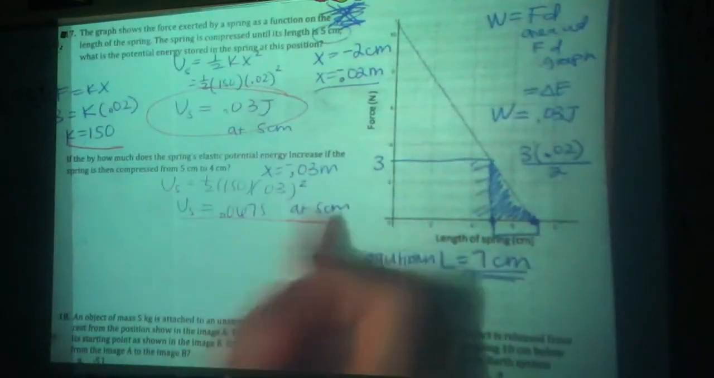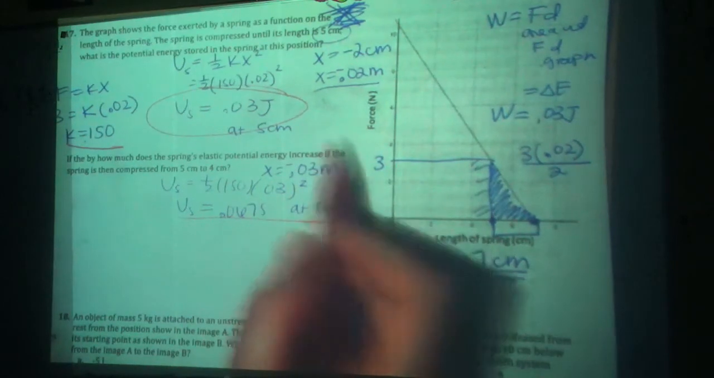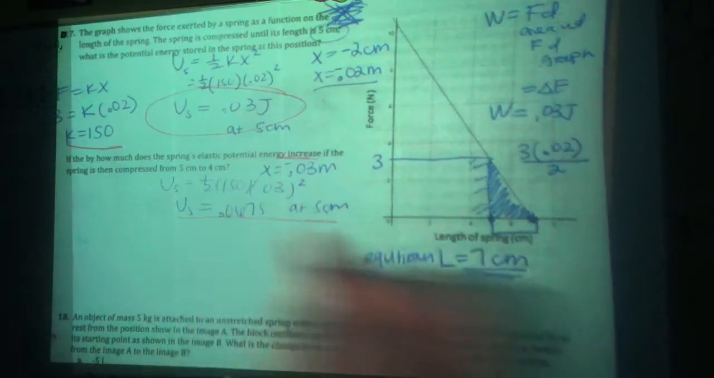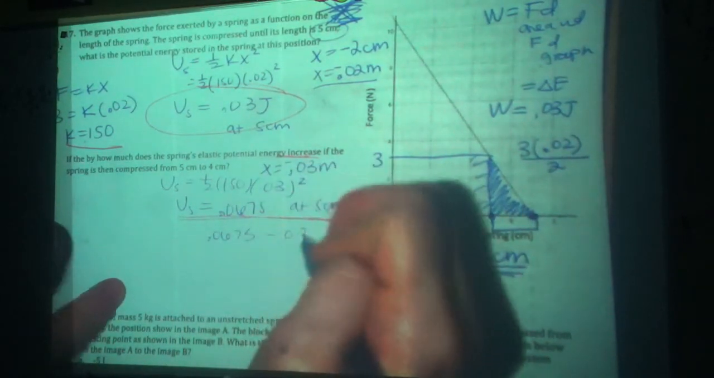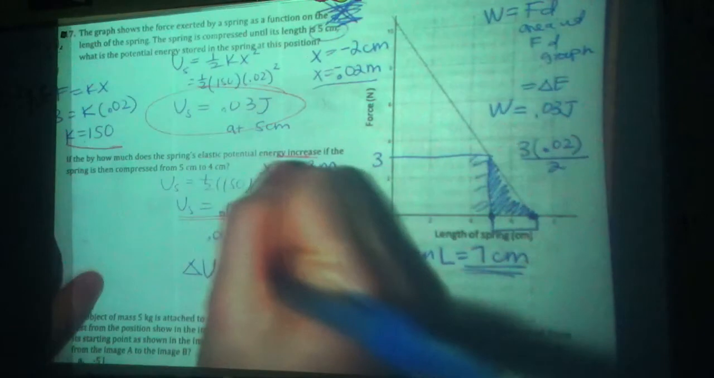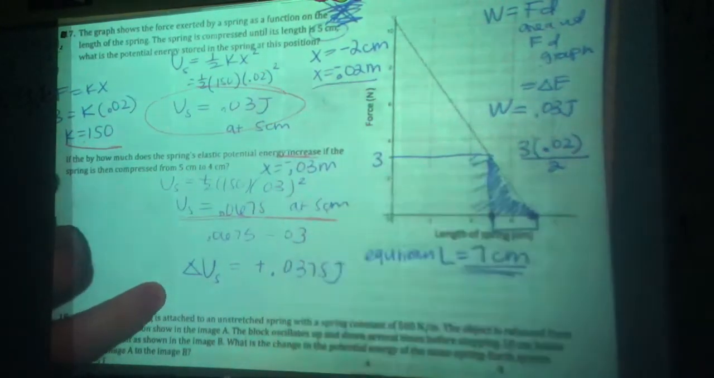That's not my answer, because I didn't ask what my new potential energy would be at 5 centimeters. I asked how much the potential energy would increase from here to here. Well, if now I'm here, but I used to be here, to find how much it increased, you would just subtract. So 0.0675 minus 0.03 is going to give me a change of positive 0.0375 joules.